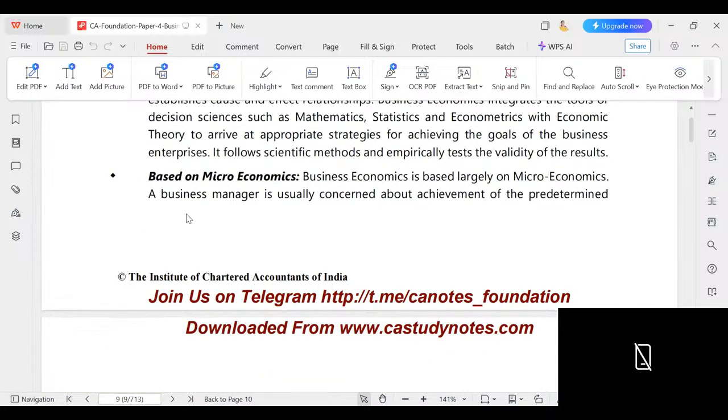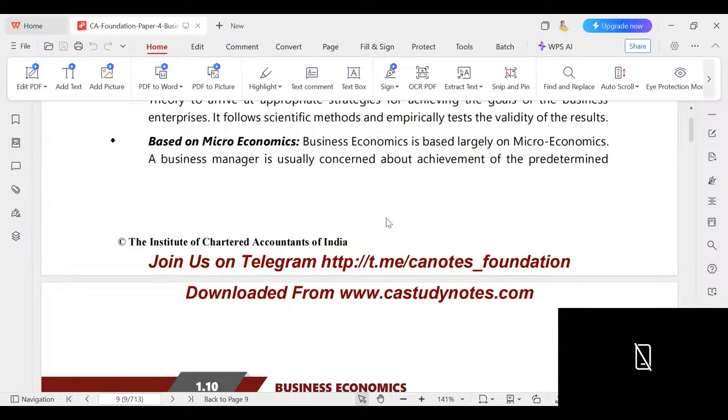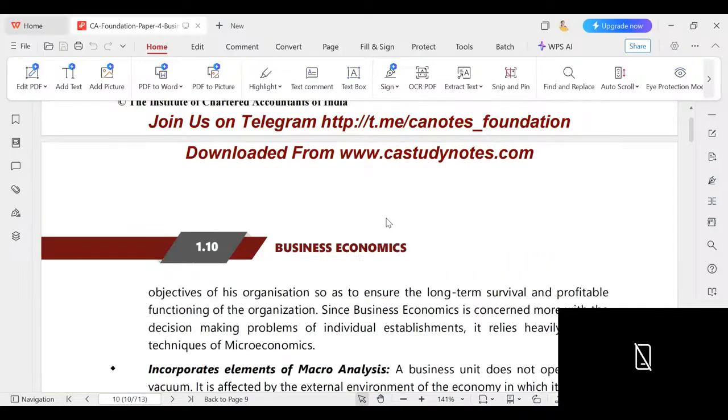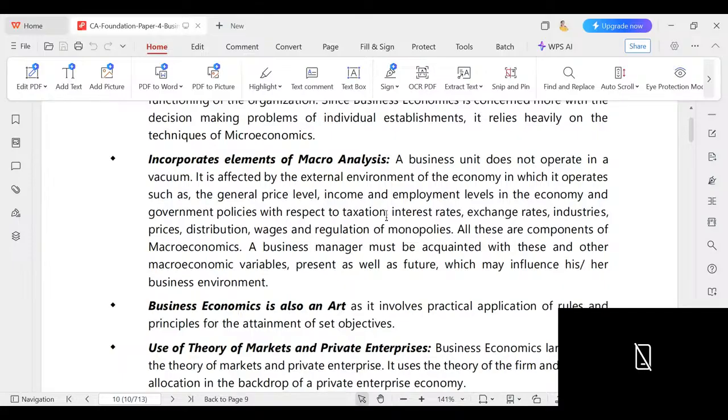Before that, we said this is based on microeconomics because it studies only the particular business firm. It is based on microeconomics, but it also incorporates elements of macroeconomics. Why? Because it is also interlinked with the general price level, income and employment levels, and government policies. These come under macroeconomics, but we also analyze them in business economics. That is why we said it incorporates elements of macro analysis. So a business manager must be acquainted with these and other macroeconomic variables, present as well as future, which may influence the business environment.